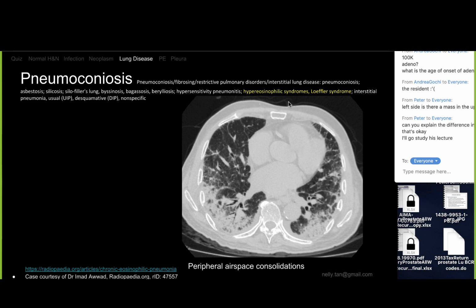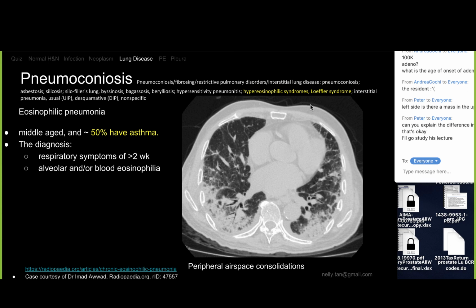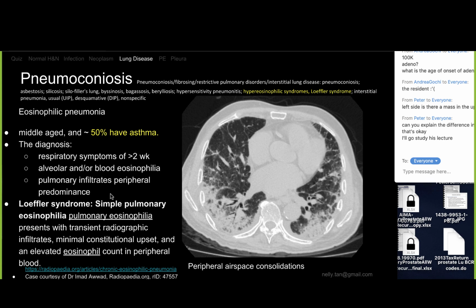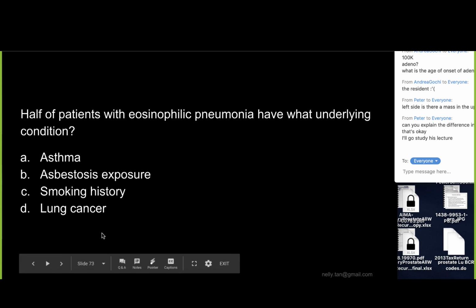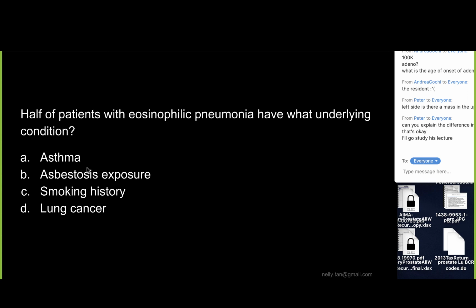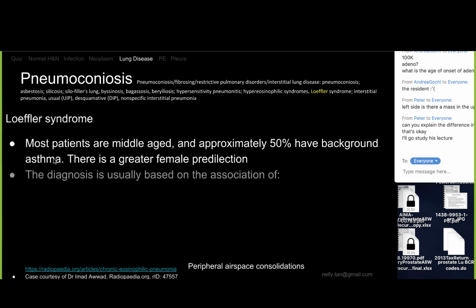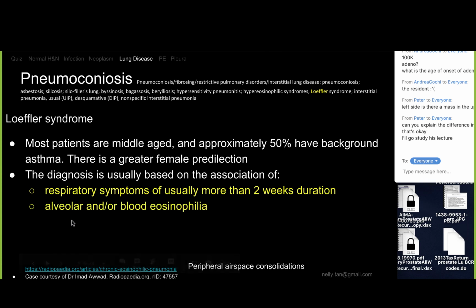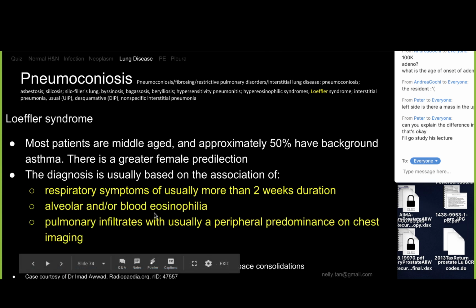So we're going to talk about eosinophilia and Loeffler syndrome. Half of the people have asthma, and so they get respiratory symptoms, and then blood eosinophilia. Loeffler syndrome is a type of eosinophilia. Half of the patients, so I think most of you got this right. Patients with eosinophilic pneumonia have concurrent asthma. Loeffler syndrome patients have asthma, and they also have respiratory symptoms with blood or alveolar eosinophilia and pulmonary infiltrates.